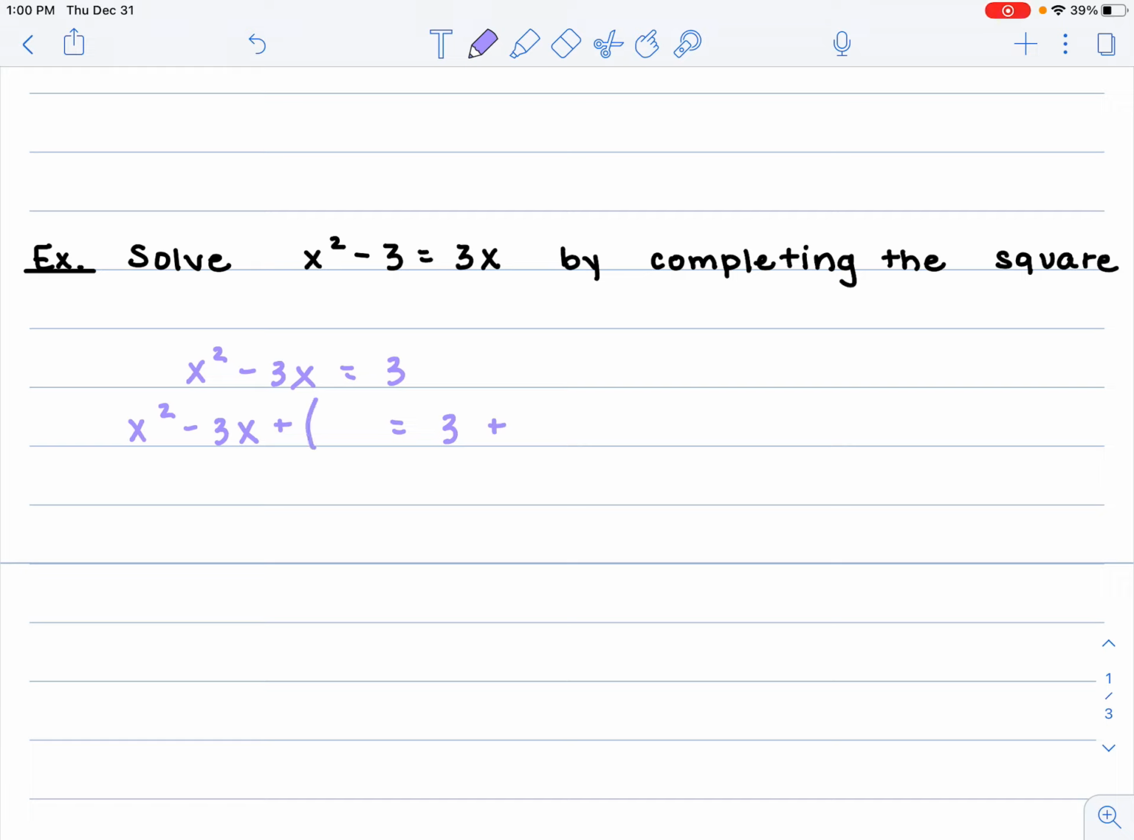If I do that right in that problem here, negative 3 divided by 2 squared. Now this is a fraction, reason being our b value is an odd number, so when we try to divide that by 2, we weren't going to get a very nice number here, but we can still do this problem. So now I've got x squared minus 3x. If I do negative 3 over 2 squared, negative 3 over 2 times negative 3 over 2 would give me positive 9 over 4.